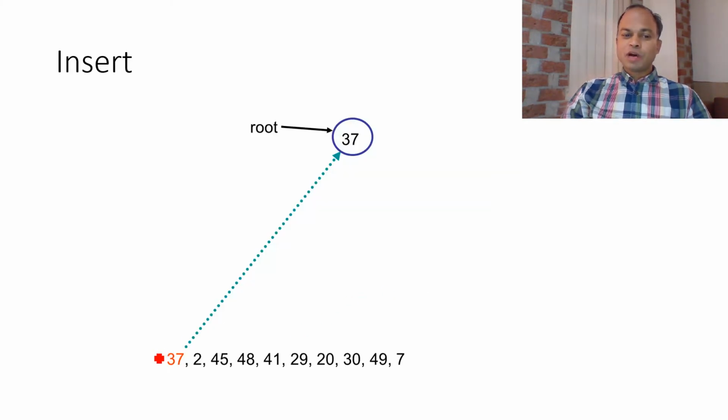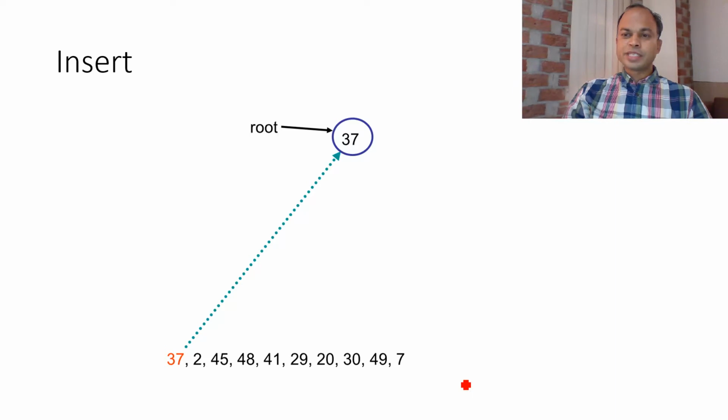Say here, following values are given. These values are called the key. We have to insert from left to right. I mean, first value to be inserted is 37 and last value to be inserted is 7. Insertion from left to right.